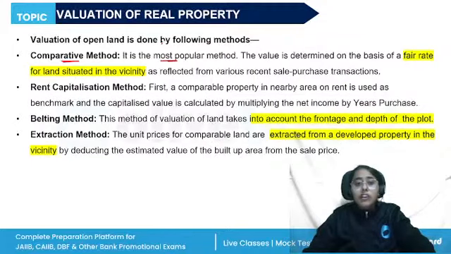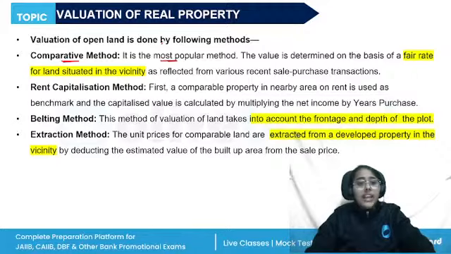Then we also have the land with building. Again, the same methods can be used. The comparative method, rent capitalization, valuation can also be done on the basis of profit or on the basis of cost as well. So these methods will be used.